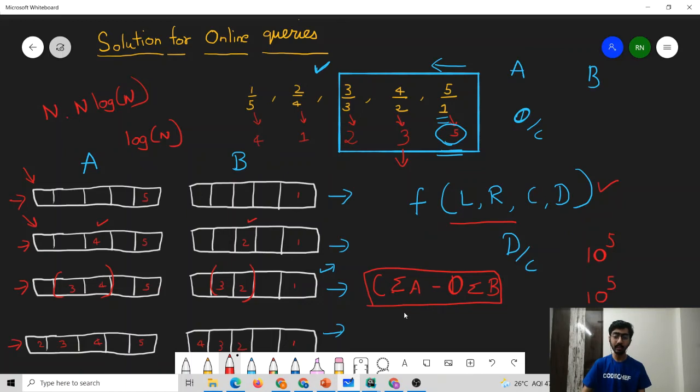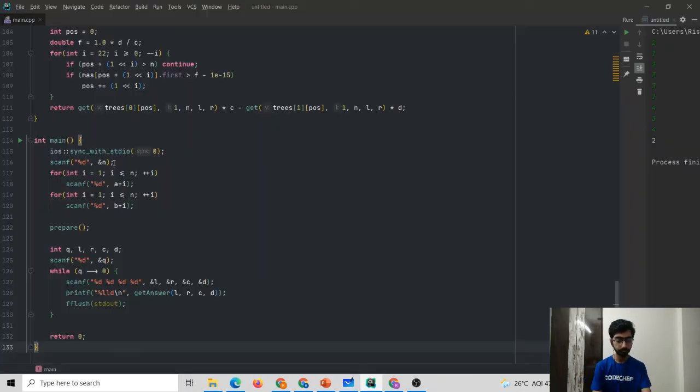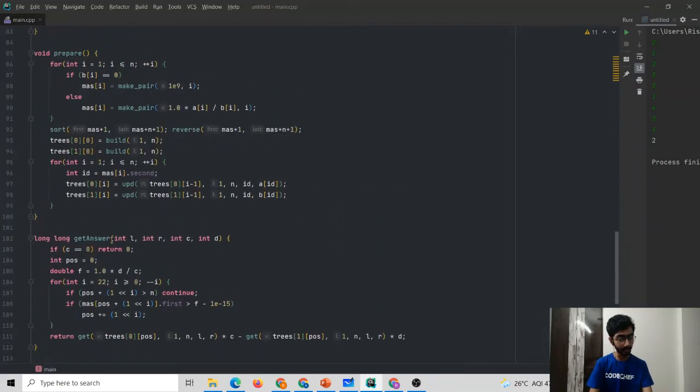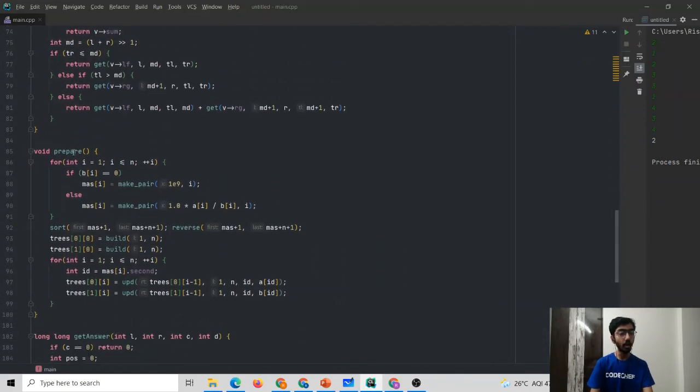Now we can start coding our solution. First we have taken n as our input, after which we are filling the array A and the array B. After that we have called the function prepare. The job of this function is to create the persistent segment tree. How is prepare created? We iterate through all the elements in array A and array B and try to find the value of A by B.